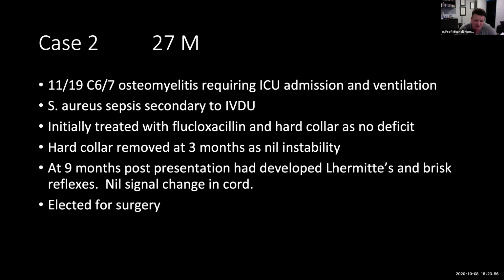And at 9 months post-presentation, he developed a Lhermitte phenomenon and brisk reflexes. He still had no signal change within his cord. And then at this stage, I elected to look at surgery, as he was no longer using intravenous drugs, apparently.